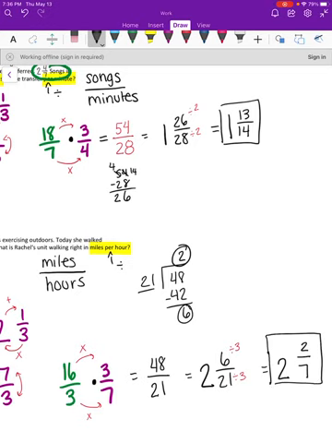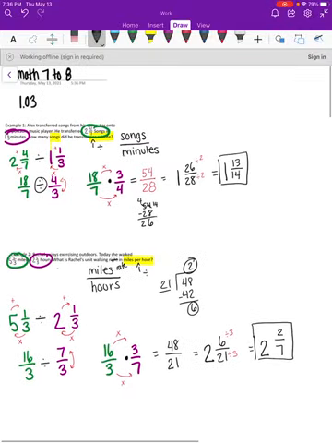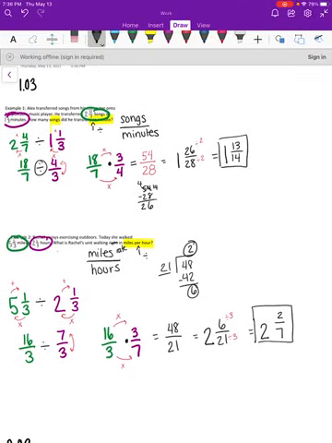So it says, what is her unit walking rate in miles per hour? There should be rate. And it is 2 2/7 miles per hour. Make it kind of small so you can see it all. And there's our work.